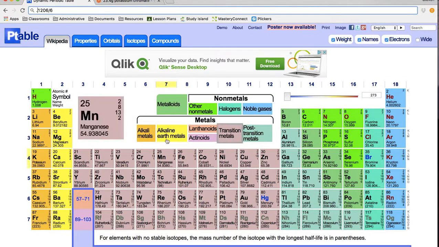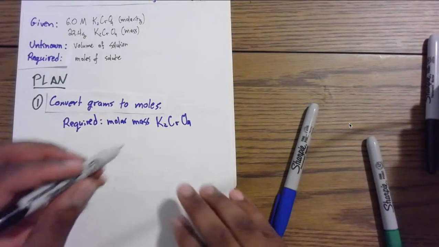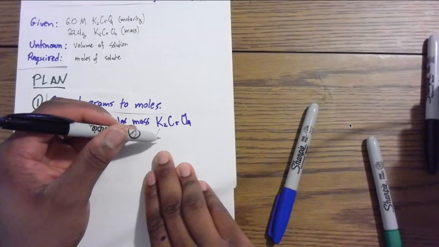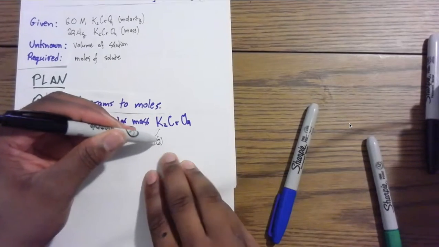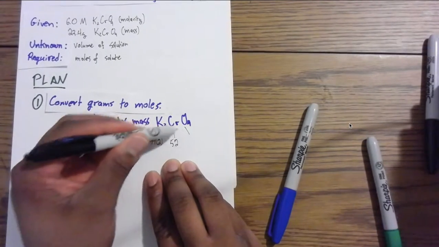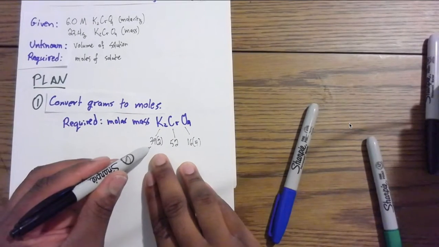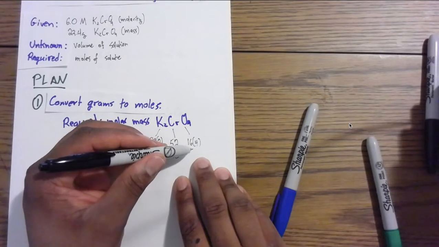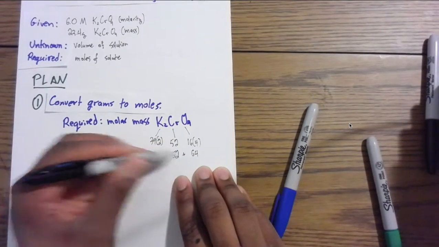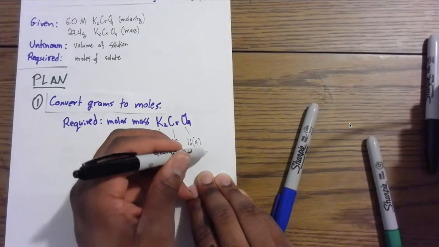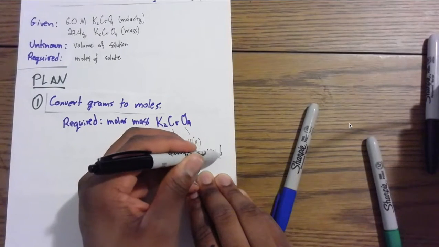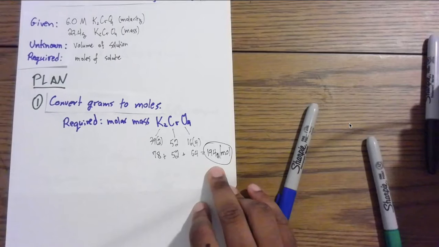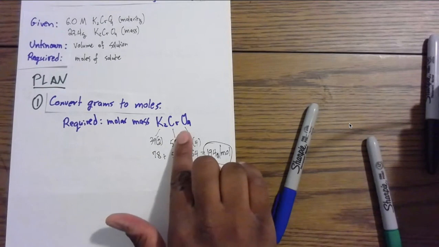So looking at a periodic table, the molar mass of potassium is 39. The molar mass of chromium is 52. The molar mass of oxygen is 16. And so if we go ahead and put that in there, our potassium molar mass is 39. We have 2 of those. Our chromium is 52. We only have 1 of those. Our oxygen is 16. We have 4 of those. And now we just continue multiplying this out. 78, 52, and 16 times 4 is 64. Add them all up, and we get 194 grams per mole. And this right here is the molar mass of our potassium chromate.